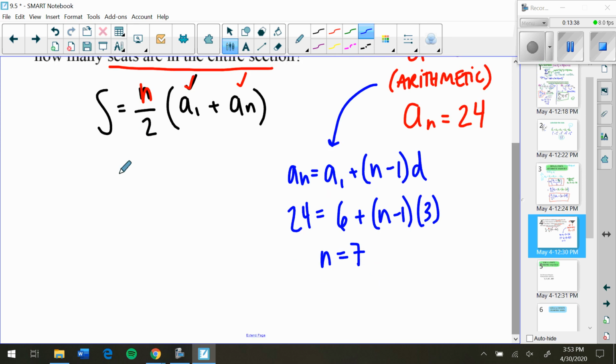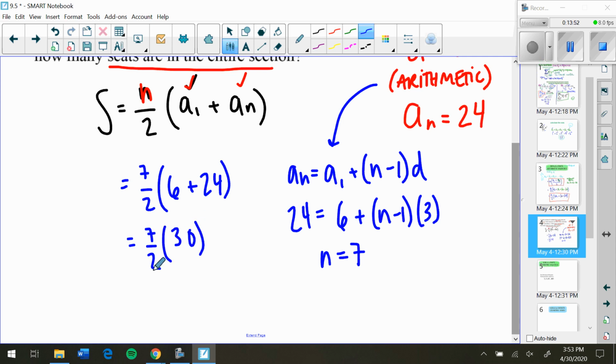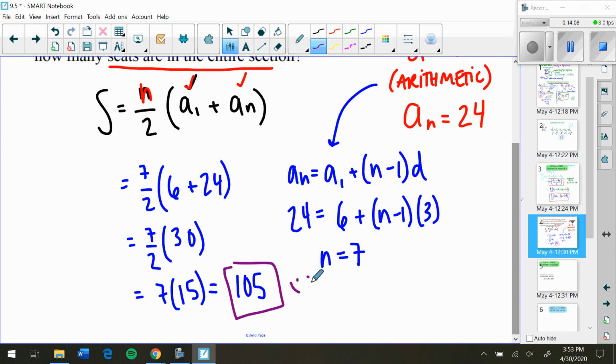Bottom line, we now know our n, so the sum of this sequence is going to be 7 over 2 times the quantity 6 plus 24. Now don't get your calculators out right now. 7 over 2 times 30. Well, what's 30 divided by 2? That's going to be 15. And 15 times 7, well, this you can maybe get your calculator out for if you want, is 105. So the final answer, there are 105 seats in this stadium.